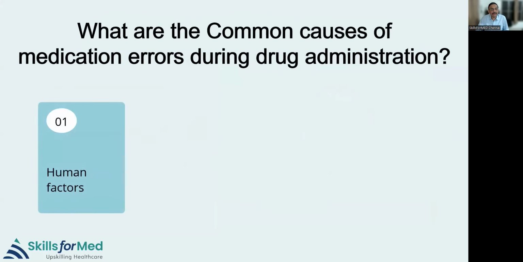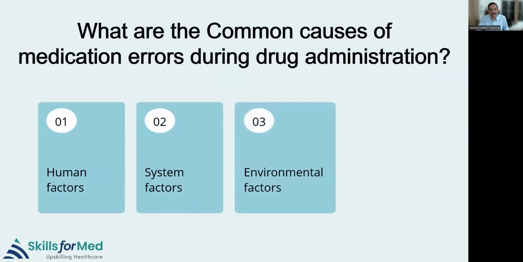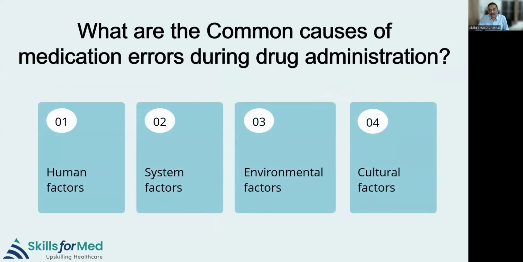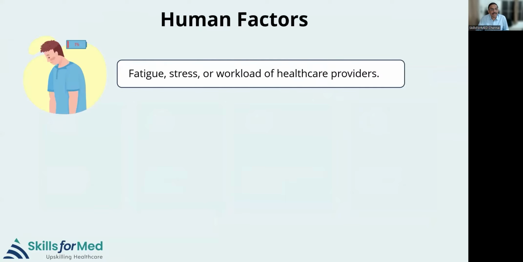So the common causes are human factors, which is the most important one. Then there are system factors, environmental factors, and cultural factors. So let's look at each one of them. The first is the human factors. What are the human factors that can cause errors? One is fatigue, stress, and workload of healthcare providers. Now you're in the OP seeing 50 to 100 patients, so you're not as fresh as you were when you started the clinic. All this workload can lead to errors.